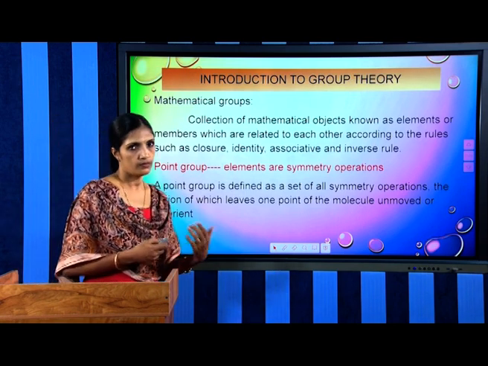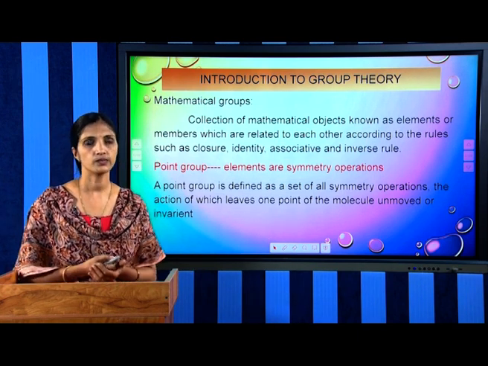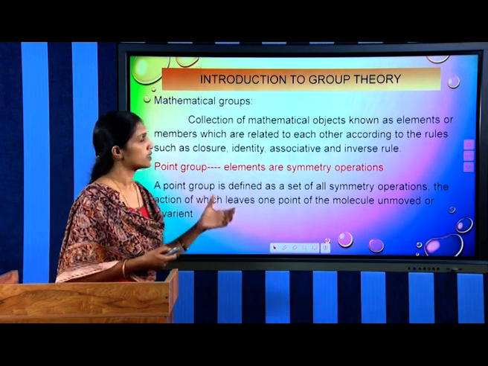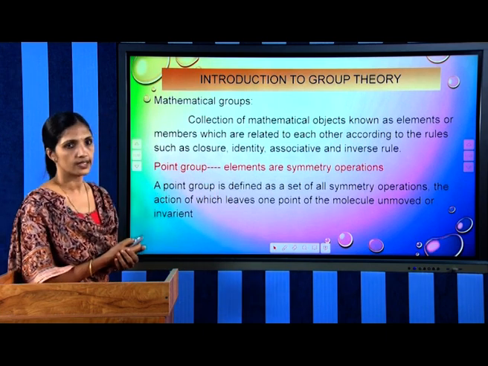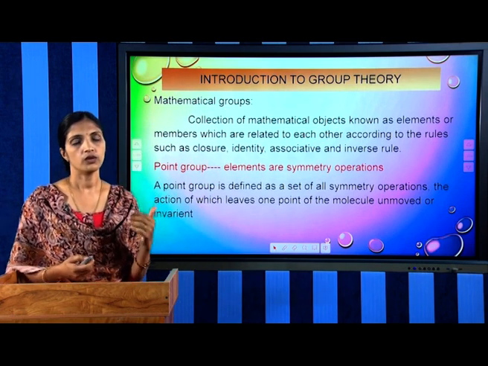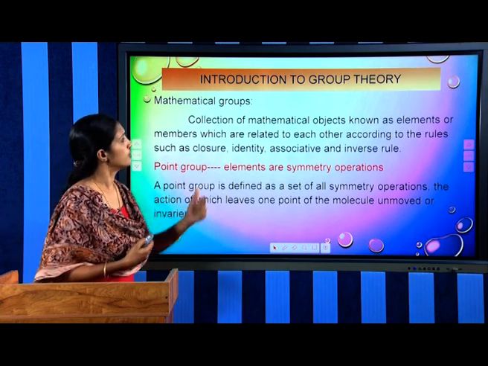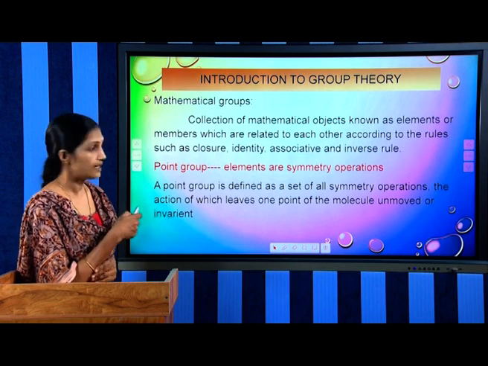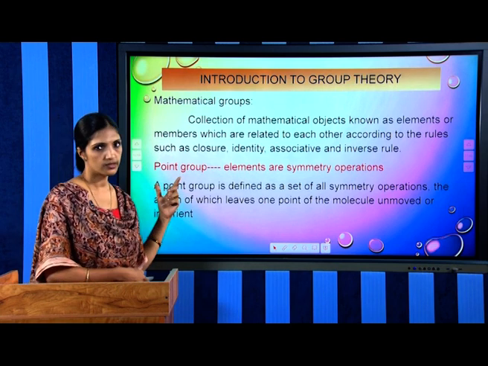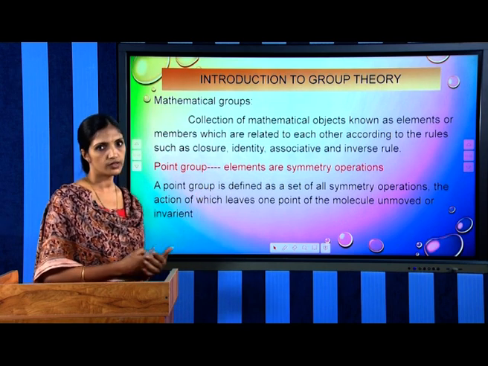Now we have discussed the multiplications or combinations of operations that are possible for the symmetry operations or elements, right? So now we are moving to group theory. Coming to group theory, we have to know more about mathematical groups. What are mathematical groups? The collection of mathematical objects known as elements or members which are related to each other according to rules such as the closure rule, associative rule, identity rule and inverse rule.